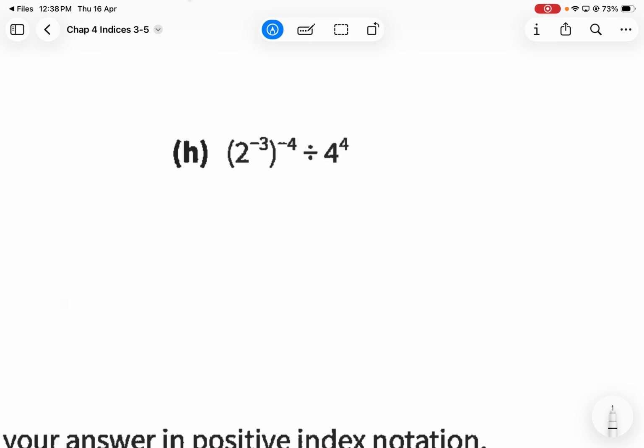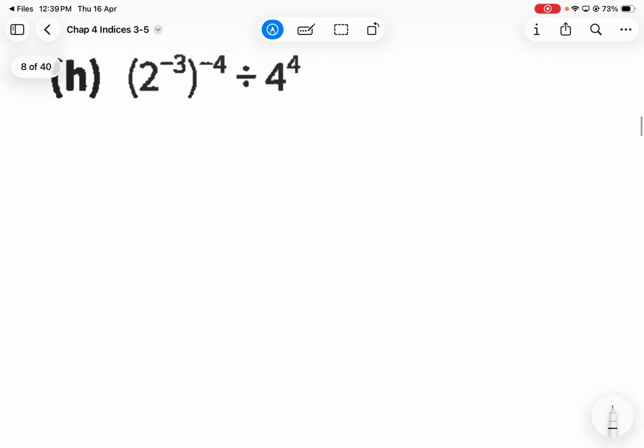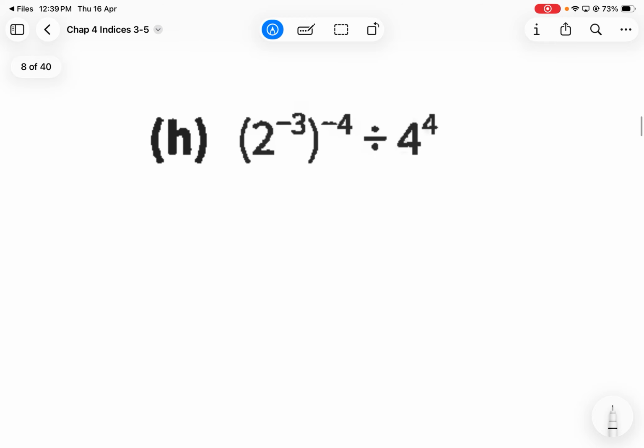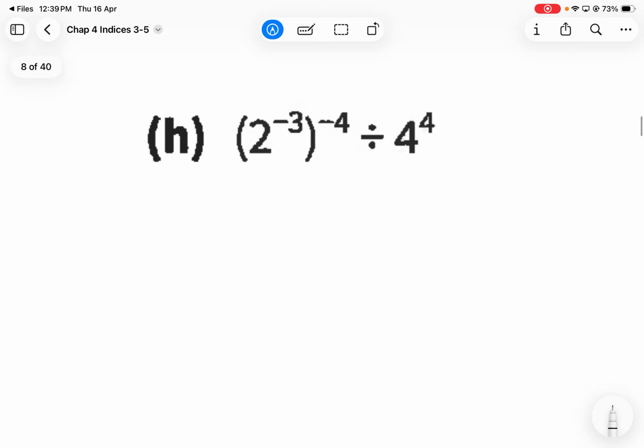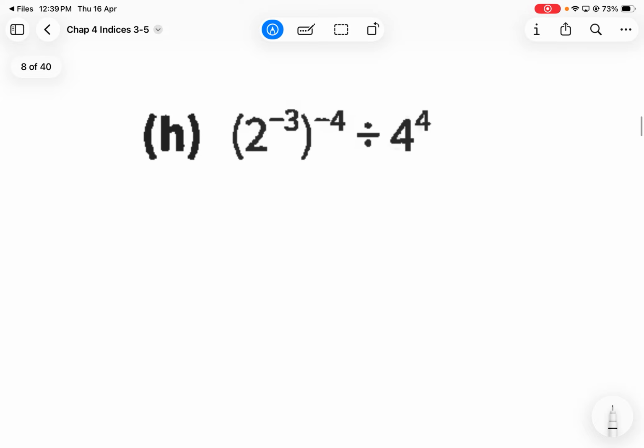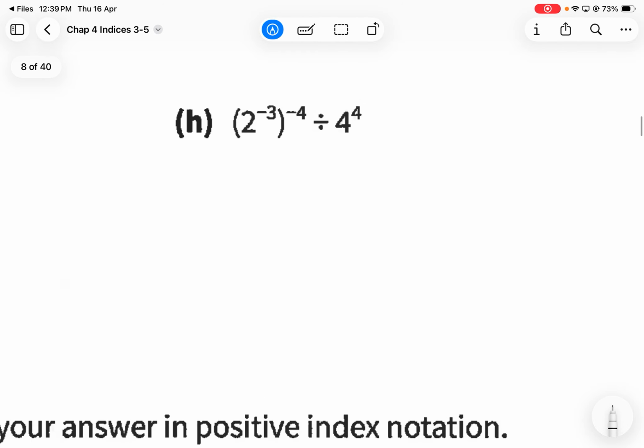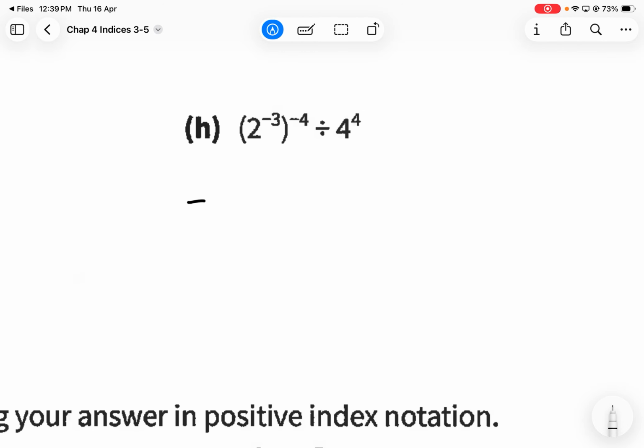Why is H like that one? What is there to complain about? Negative times negative, correct? Your thinking is correct. Negative times negative is no longer negative.